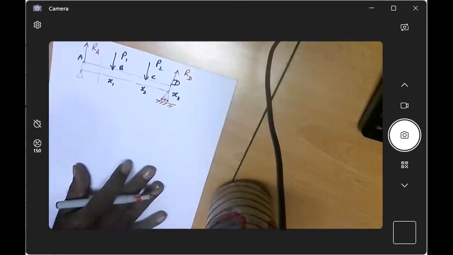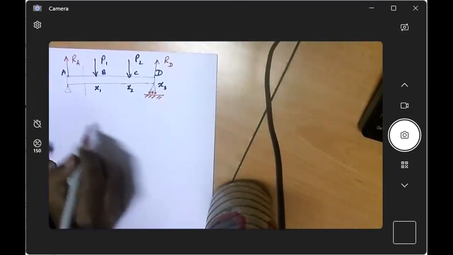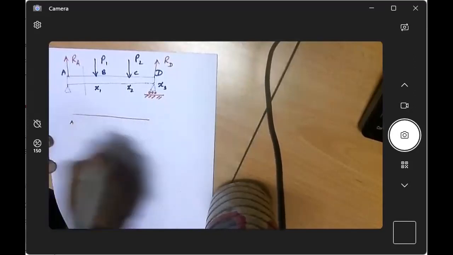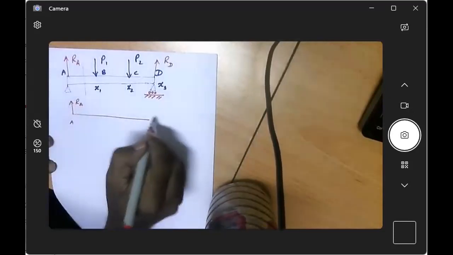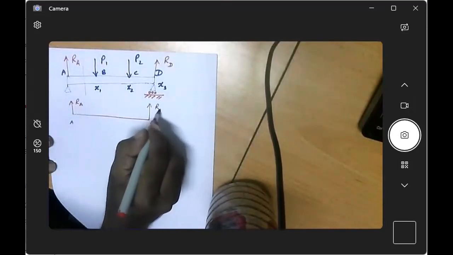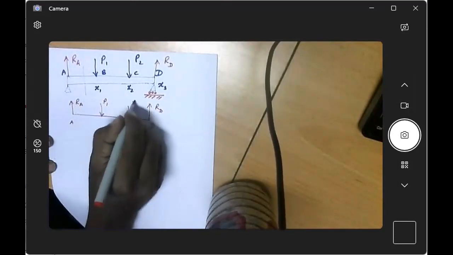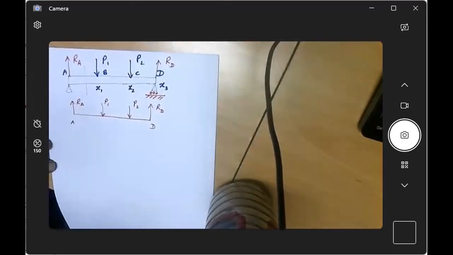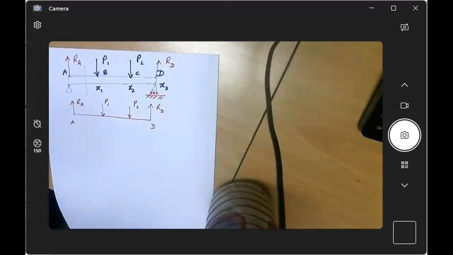Now we can draw the free body diagram for this question. This is the beam A and D. At A, we have one reaction RA. At D, we have another reaction RD. And in between, we have P1 force and P2 force, right? Then what we need to do is find RA and RD. So do that quickly. You know what to do.